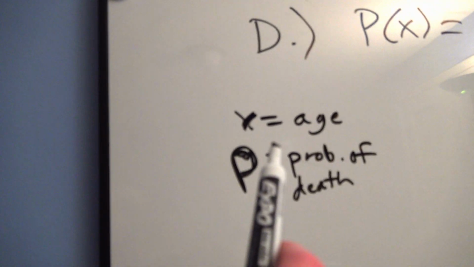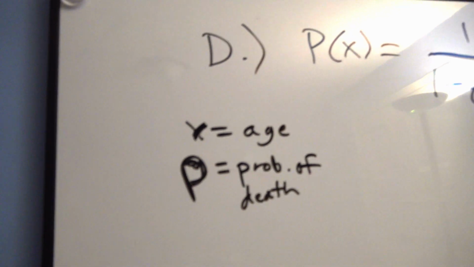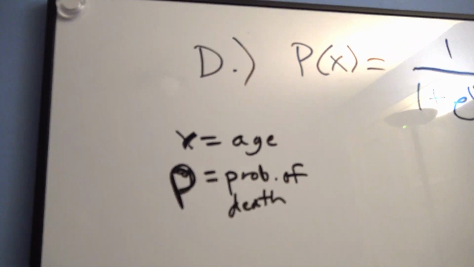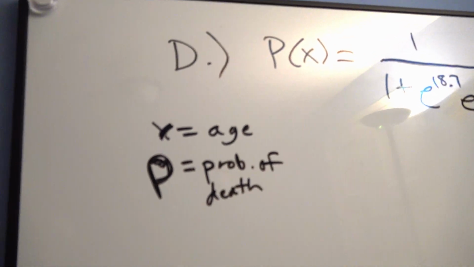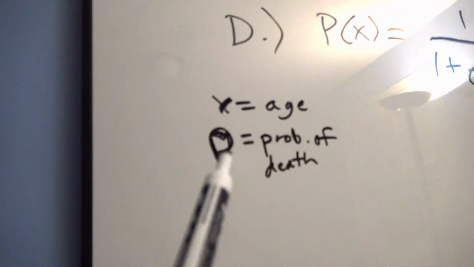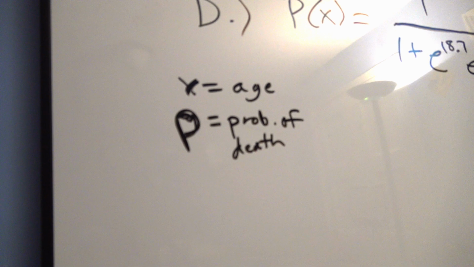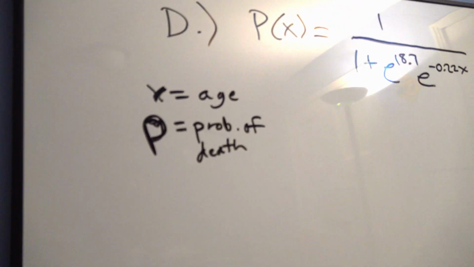So X is going to be your age. So you're going to pick an age. You know, what are the chances that I'm going to make it until the age of, you know, 25, right? Well, almost 100% pretty much. P is going to be the probability of death basically anytime before that or up to that age, all right?